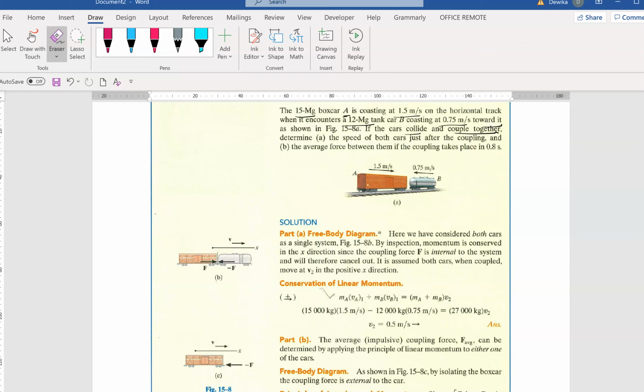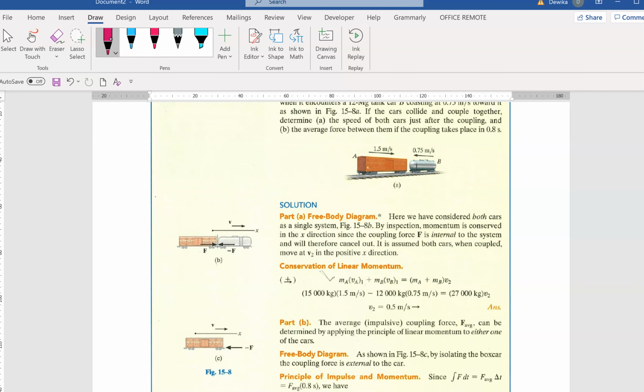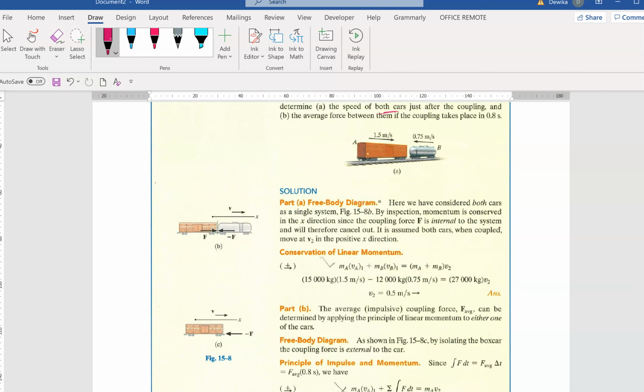Let me erase this so you can see it clearly. Let's solve this question. The first thing they want is the speed of both cars after coupling. The first step is always to draw the free body diagram. Like in this example, this is the free body diagram and the motion diagram. That's the kinetics. This is the free body diagram.